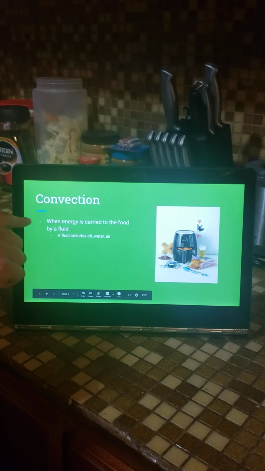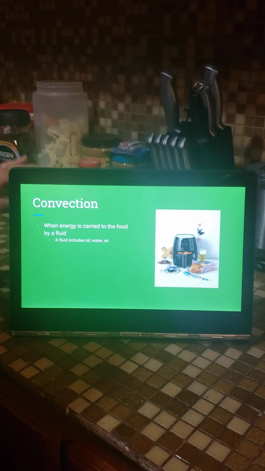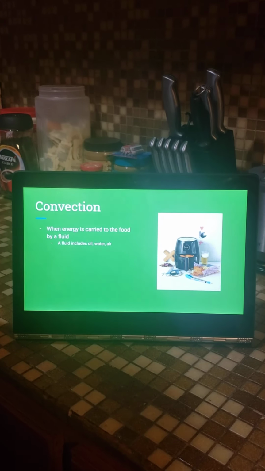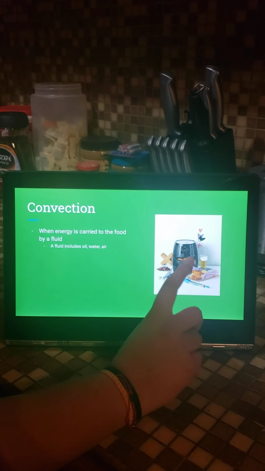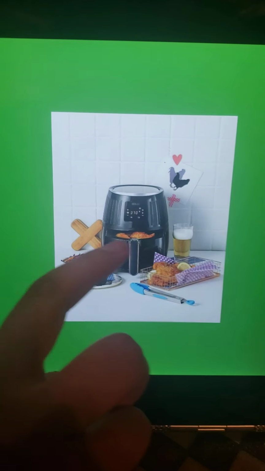And then we move on to convection. This is when energy is carried to the food through a fluid. And a fluid includes oil, water, and air. I've included a picture of an air fryer, and the reason that I've done this is because you can see a little bit of food in there.